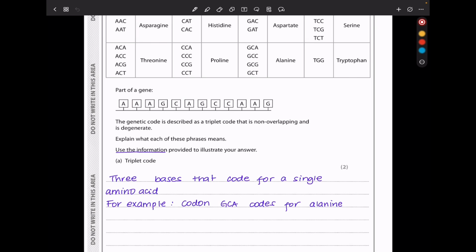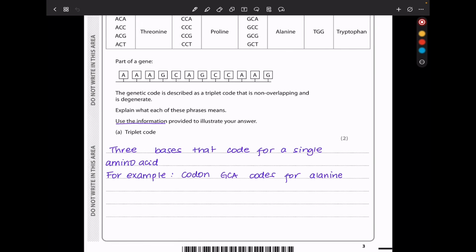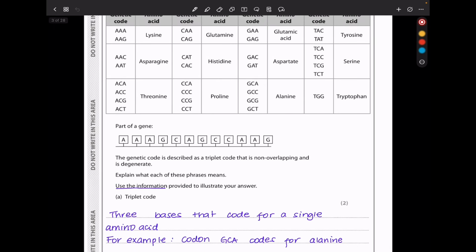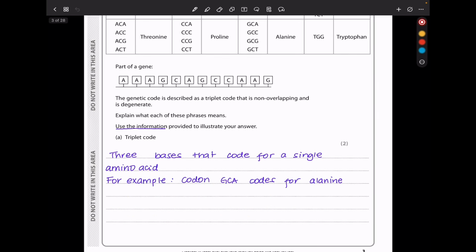The genetic code is described as a triplet code that is non-overlapping and is degenerate. Explain what each of these phrases means. They want you to use the information provided to illustrate your answer. So I said the triplet code, these are 3 bases that code for a single amino acid. For example, codon GCA codes for alanine. We can see all these amino acids are coded for by 3 bases, and that's what we call a triplet code.